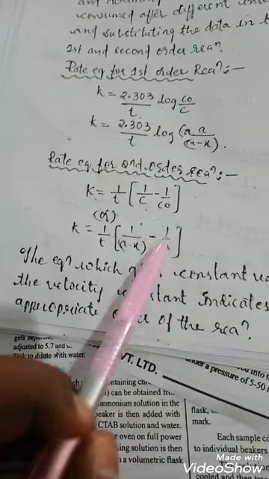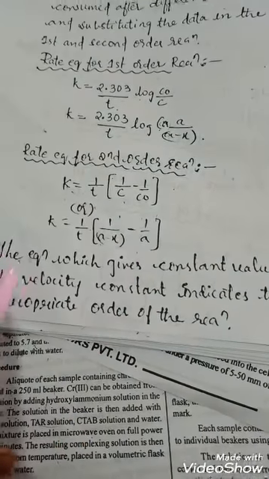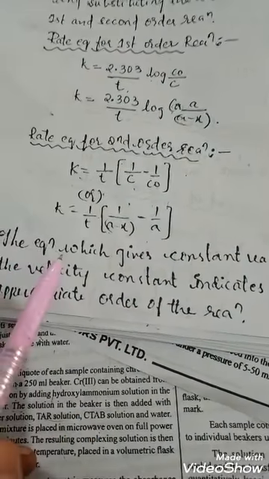So in this we take K equals 1 by T, 1 by C minus 1 by C naught. In place of C we take A minus X, and C naught is A, so K equals 1 by T, 1 by A minus X minus 1 by A. The equation which gives a constant value of K, the velocity constant, indicates the appropriate order of the reaction.